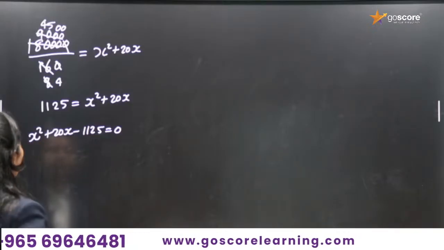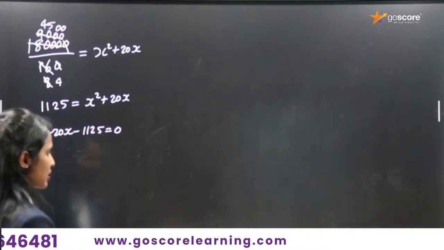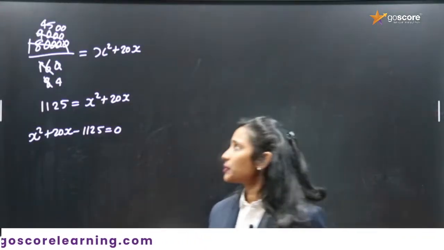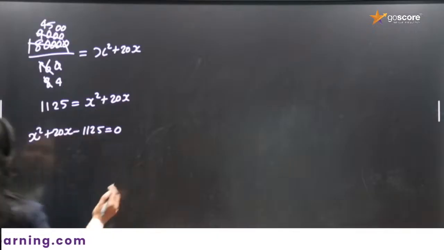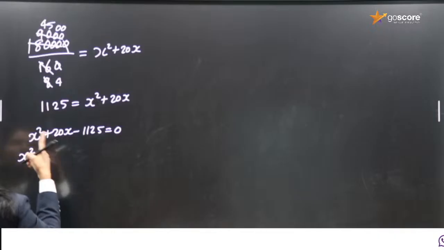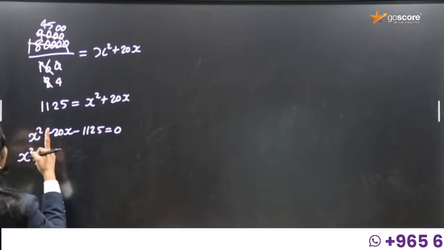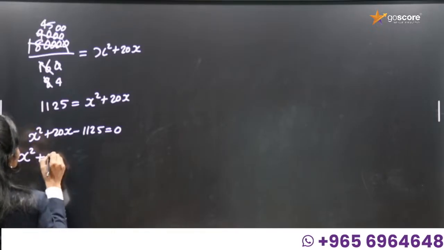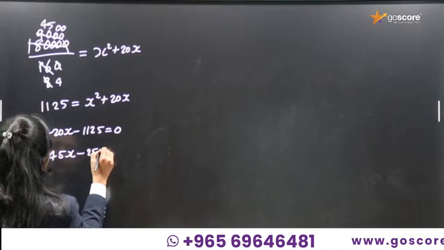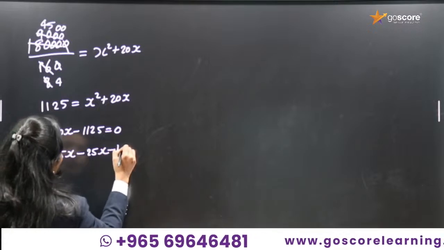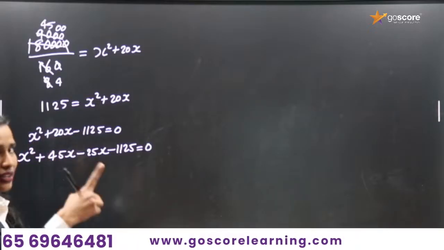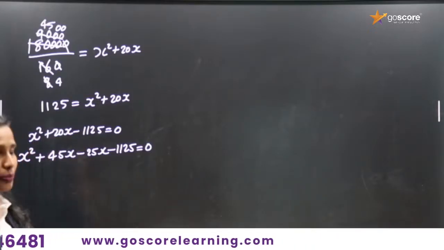Okay, so now you can use the discriminant formula, that is minus b plus or minus square root of b square minus 4ac divided by 2a, or you can use the splitting the middle term. So I am going to use splitting middle term method. So x square and 45 into 25, right? So x square plus 45x minus 25x minus 1125 is equal to 0. If you practice more, you will be getting the idea just looking the equation. Okay, so practice more, guys.